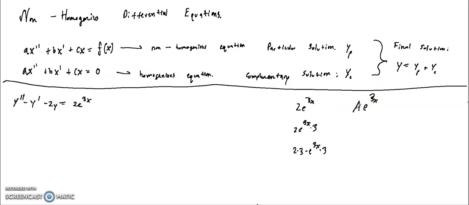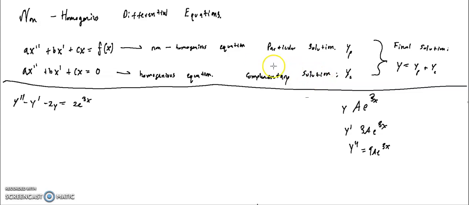So for our guess, we're just going to have a e to the 3x. And when we derive it, we know it's going to be 3a e to 3x. That is going to be y prime, or this is y. We derive it again, we get y double prime equals 9a e to 3x. And you'll see how that becomes helpful soon enough. But first, let's find our complementary solution.